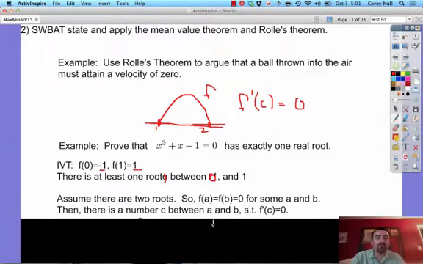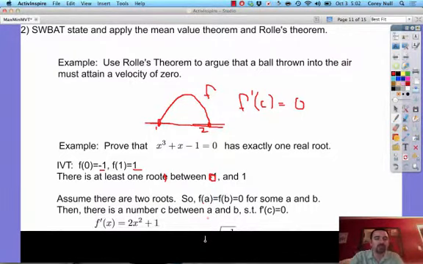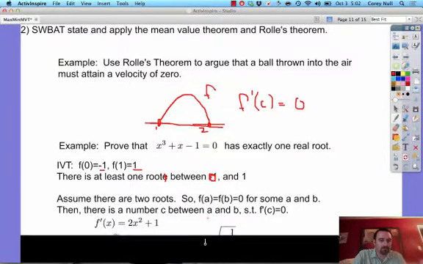So there's a number between a and b, we'll call it number c, so that the derivative equals 0. Okay? If indeed there are two roots, then there must be a place in between those two roots where the derivative is 0. Well, let's look at the derivative. Here's the derivative of the function, 2x squared plus 1. So, by Rolle's theorem, if there are two roots, then there must be a place between those two roots where the derivative is 0.